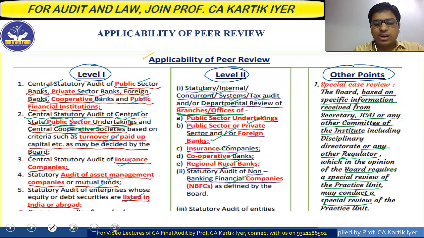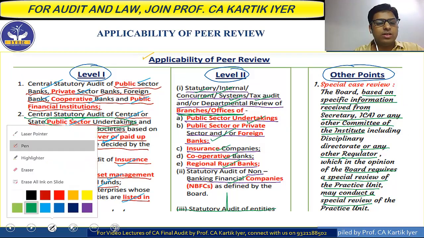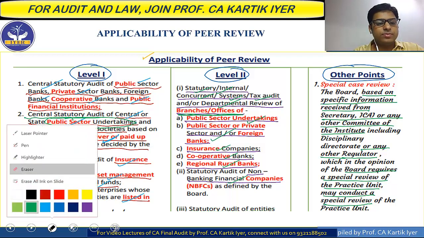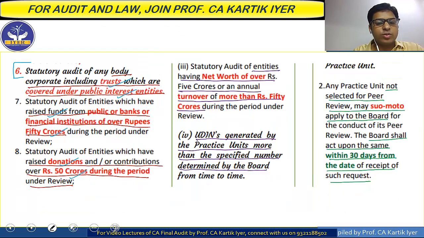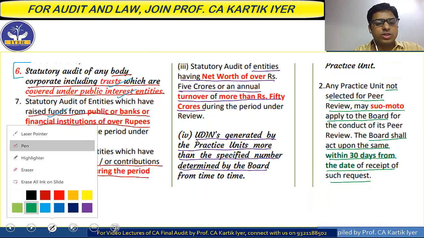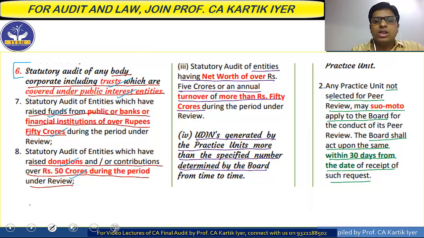You can just cancel this part if it is appearing. Just a second, so that there is no confusion. Okay, so let's do this. Statutory audit of entities having net worth of over 5 crores or an annual turnover of more than 50 crores during the period under review.